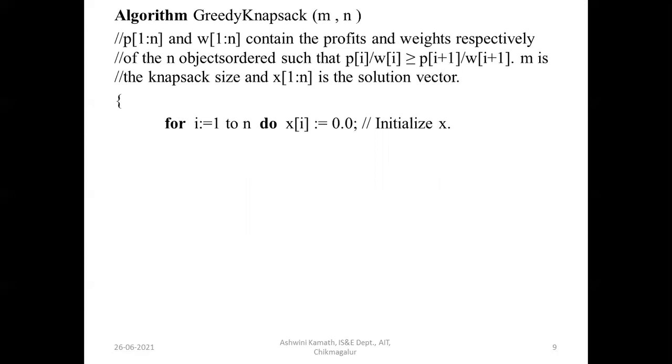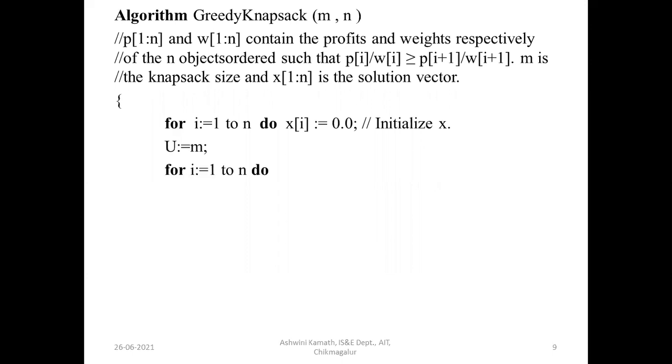For i equal to 1 to n, do x of i equal to 0 initially. We have not added any of the items initially, so it will be 0. That is x of 1 equal to 0, x of 2 equal to 0, x of 3 equal to 0. According to the problem we have discussed, we have only 3 items, right? Then U equal to m. Here m is the capacity of the knapsack, and the variable U will tell you how much capacity is remaining in the knapsack.